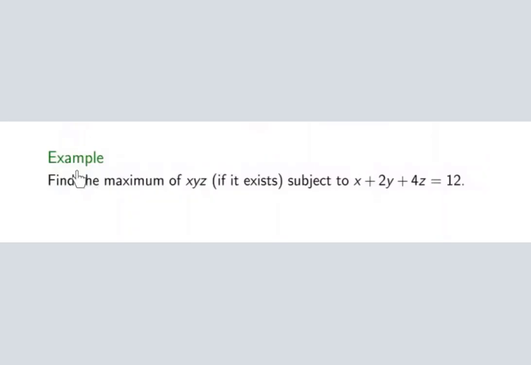Let us refer to this example. We would like to find the maximum of the function x times y times z subject to the constraint equation x plus 2y plus 4z equals 12. Please pause and try it by yourself, and then we shall discuss it afterwards.